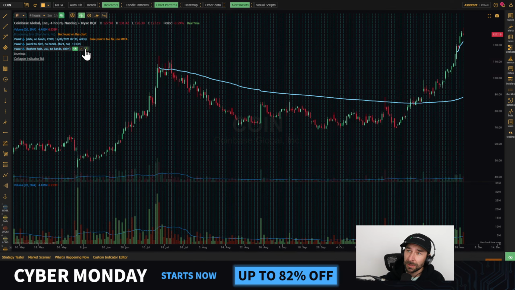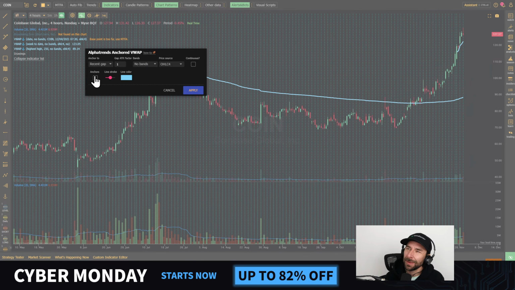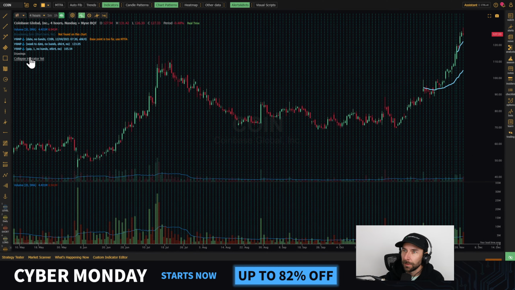And those windows are applicable to the highest high, the highest volume, the lowest low, the blue raindrop, and the recent gap, because that's what makes sense. Actually, it's not applicable to recent gap. I take that back. I'm sorry. It's applicable to blue raindrop, lowest low, highest high, highest volume, because we don't have any other way to discern what the highest high is without defining the candles around it that make it the highest high. So hopefully that's helpful for you when you're thinking about how to utilize these.